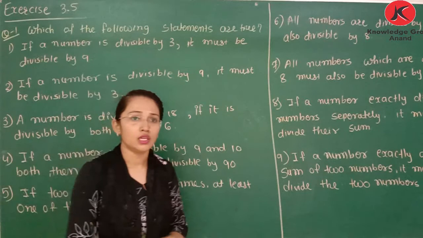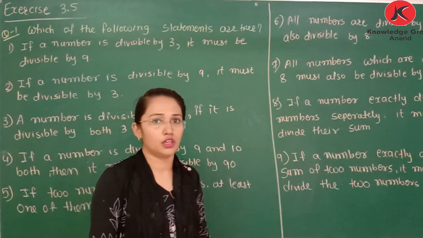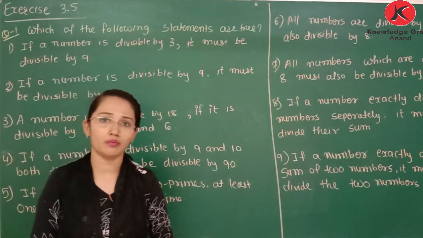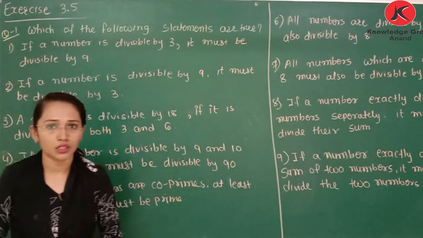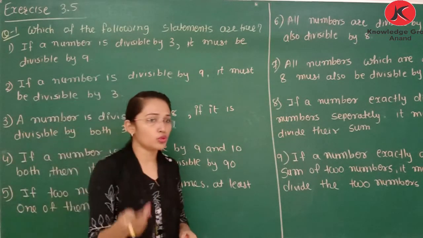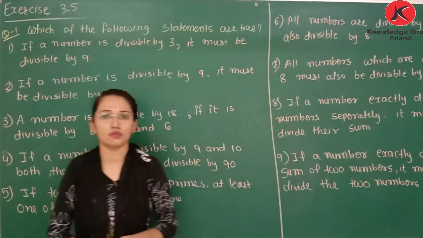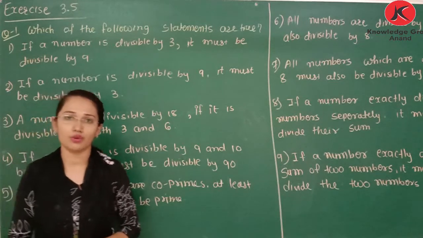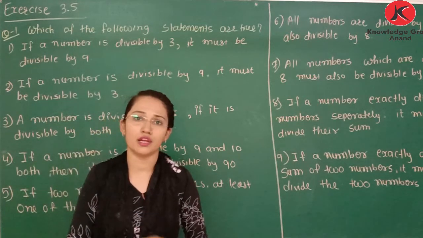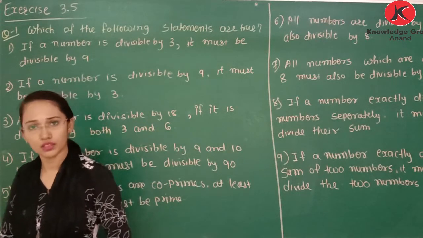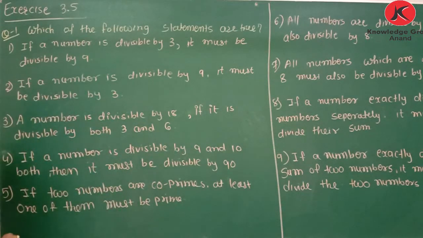Next, we learned if two numbers are co-prime, then the number is also divisible by their multiplication. Then we learned if two numbers are divisible by one number, then their addition is also divisible by that number. And last, we learned if two numbers are divisible by one number, then their subtraction is also divisible by that number. So here the first question is, which of the following statements are true?